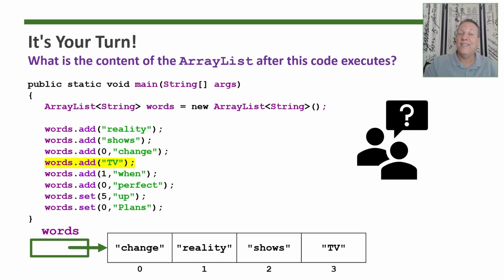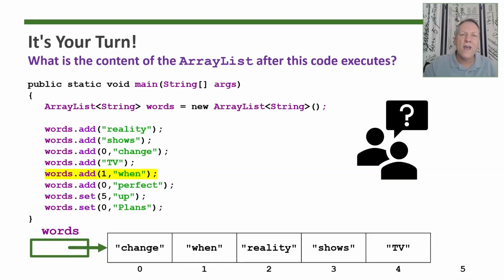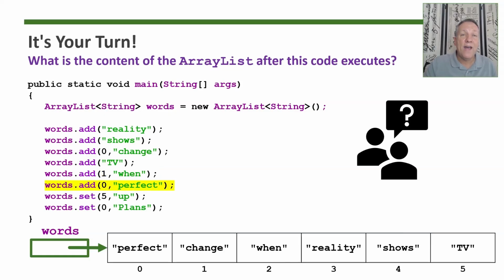We're going to add TV to the end of my list. So that's in position number 3. We're going to add the word when at position 1. So notice reality, shows, and TV all scoot down one position and when got put in position 1. Add(0, "perfect"). So perfect is now going at the beginning of the list. The entire list gets scooted down one spot. So now we have the word perfect at the beginning of our list.